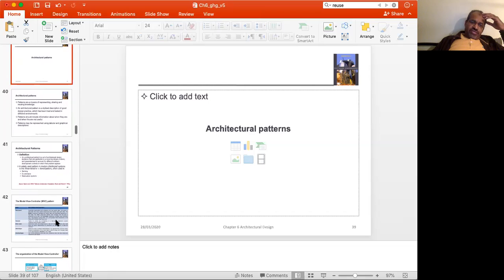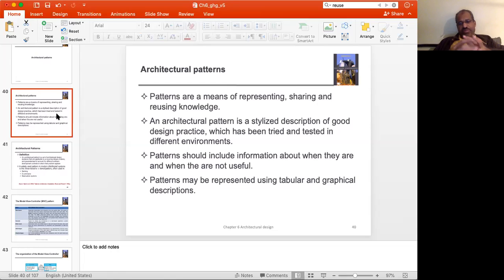Architectural patterns. Now, architectural patterns are means of representing and reusing architectural knowledge about software. They're like your generic templates. They're like a pattern that has proven to be useful and effective elsewhere in other similar problems, so you want to be able to use it again.